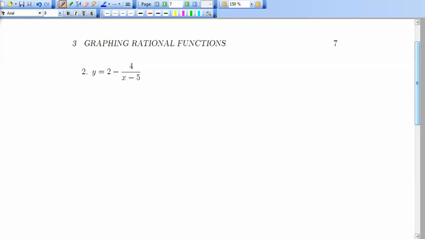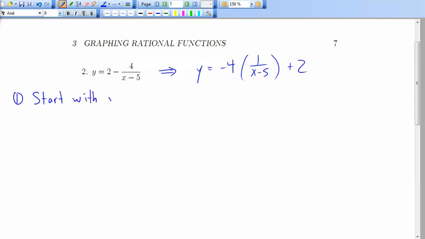All right. Here, the order's been moved around a little bit, but let's not be deceived by this. I could rewrite this rational expression as y equals -4 times 1 over x minus 5 plus 2. Just rearranging my terms and factoring that rational term. Okay, so we can now see exactly what all our graph transformations are. We're going to start with y equals 1 over x. We know it's a rational function because x appears in a denominator.